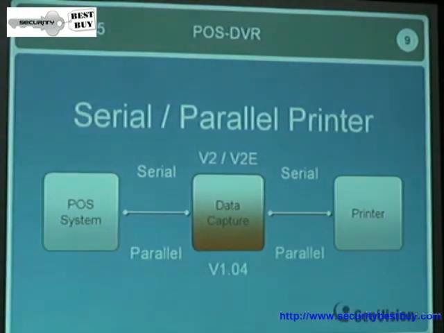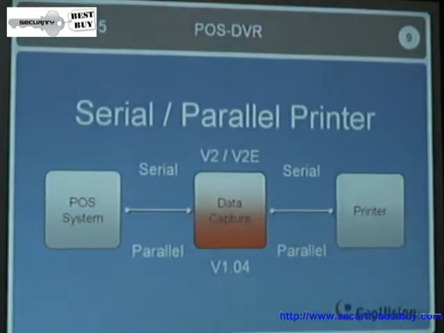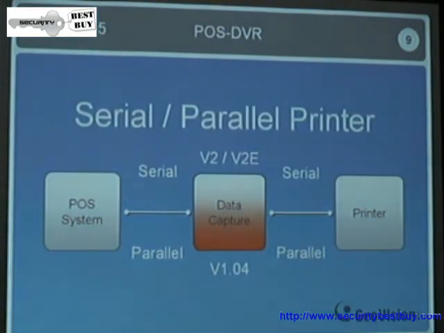We have made different data capture boxes to support different POS systems. Because the data capture box needs to intercept the information sent to the printer, you need to use a different data capture box for different POS systems. If a POS system uses a serial printer, you can use data capture V2 or V2E. And if you use a parallel printer, you'll need our data capture version 1.04. Of course, version 1.04 can also support serial port, but since it's an older product, I would suggest you just go for V2 or V2E.